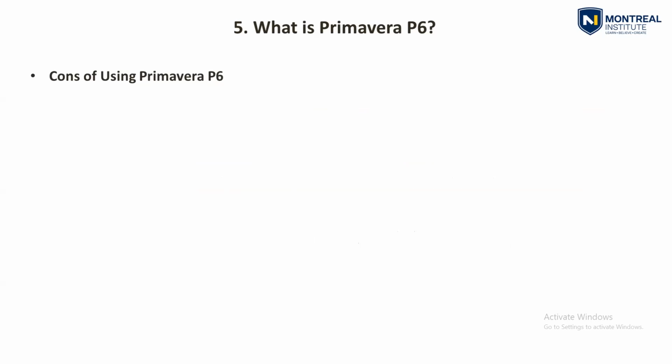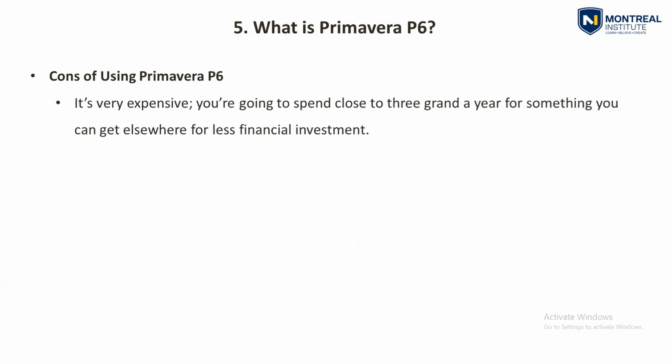Now we will discuss the disadvantages of Primavera P6. It's very expensive. As I told you earlier, you are going to spend close to $3,000 a year for something you can get elsewhere for less financial investment. So it means Primavera P6 is expensive. For that, people are moving to other software like MS Project. So that is the major drawback of Primavera P6.